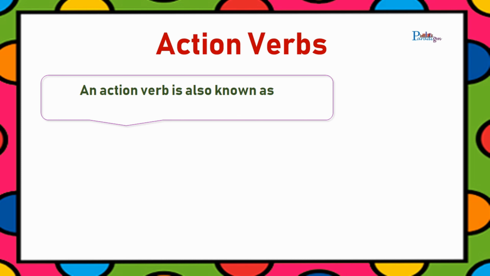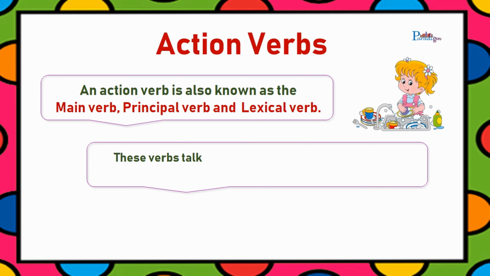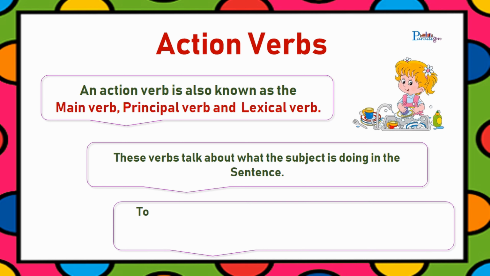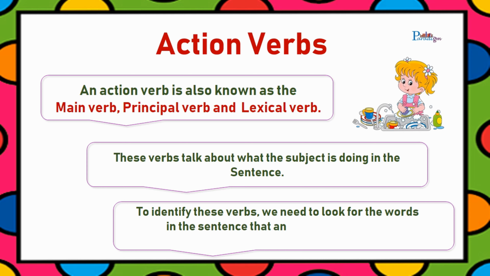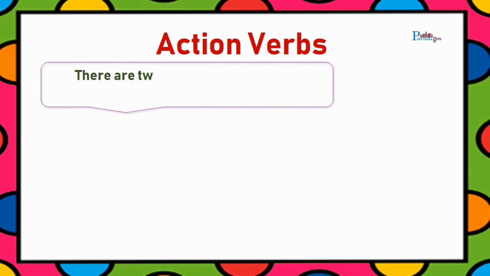Action verbs. An action verb is also known as the main verb, principal verb and lexical verb. These verbs talk about what the subject is doing in the sentence. To identify these verbs, we need to look for the words in the sentence that answer the question, what is the subject doing? There are two types of action verbs: transitive verbs and intransitive verbs.